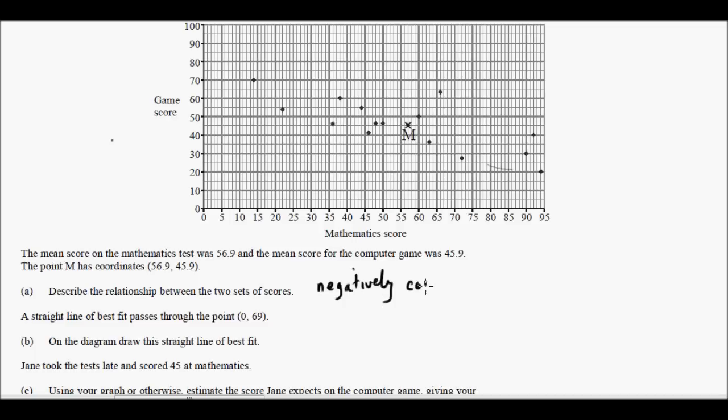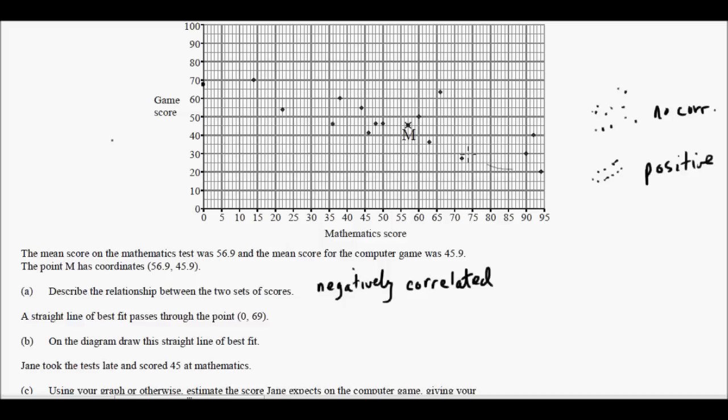Okay. Now, if there are a bunch of random dots all over the place, like that, that would be no correlation. And then if they're like that, you can see that's positive correlation right there. Okay. And let's see. A line of best fit passes through 0, 69. So 0, 69 would be like right here. Okay. And draw a straight line of best fit.